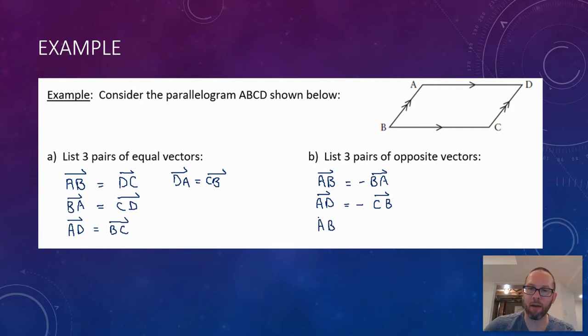I said AB was the opposite of BA. That's true, but AB is also the opposite of CD. AB goes down and left, CD goes up and right. So those are possible 3 pairs. Not an exhaustive list, but hopefully you get the idea.